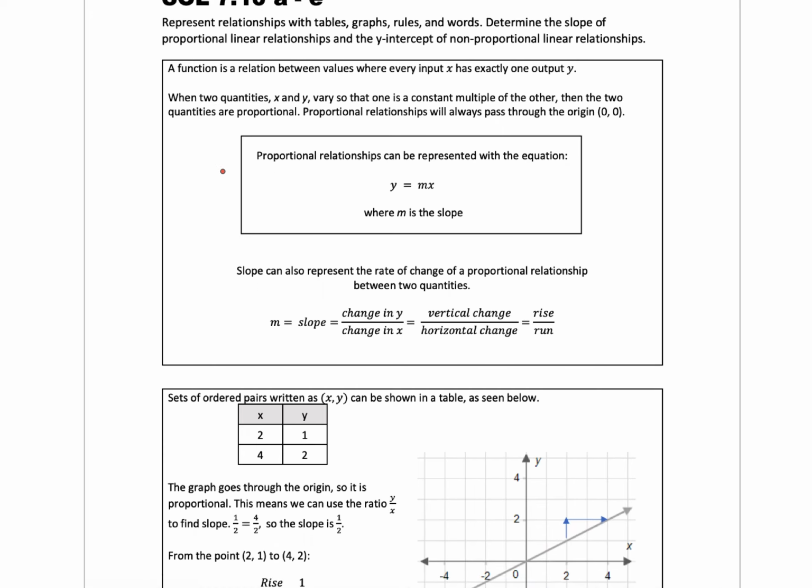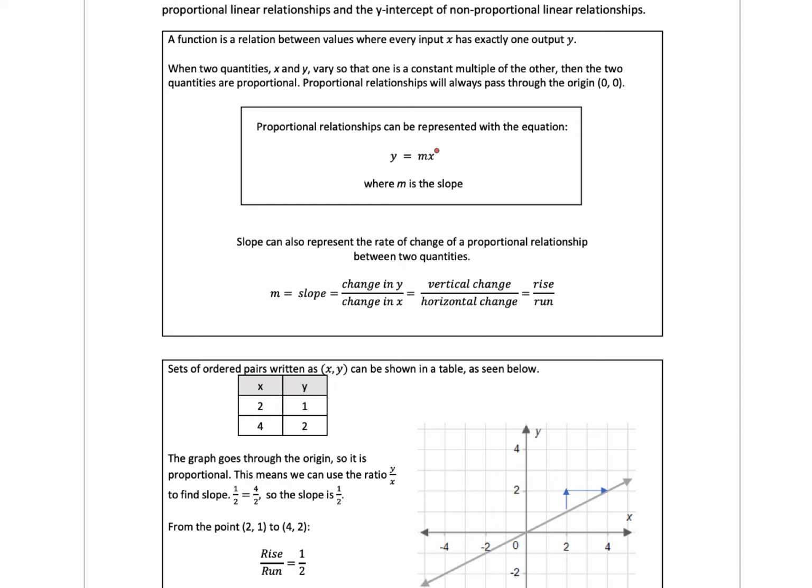So just as a brief overview, a function is a relationship between values where every input x has exactly one output y. When two quantities x and y vary so that one is a constant multiple of the other, then the two quantities are proportional. Proportional relationships will always pass through the origin at (0, 0). We use the form y = mx to represent those proportional relationships, where m is our slope. So the slope is being multiplied by x every time to get the y value of that point.